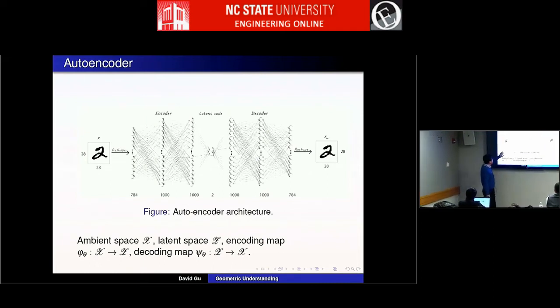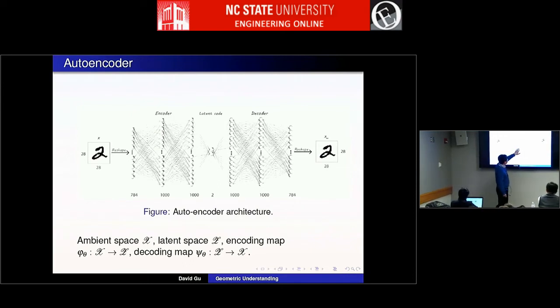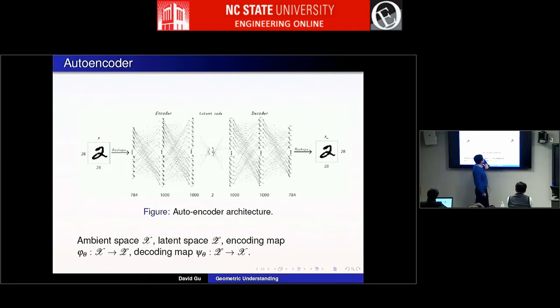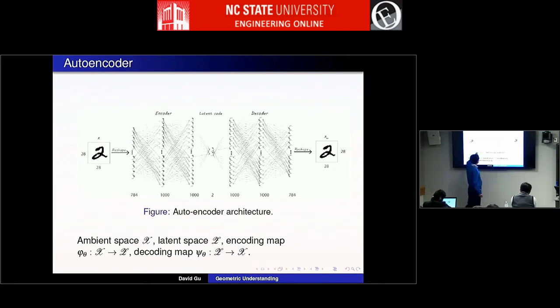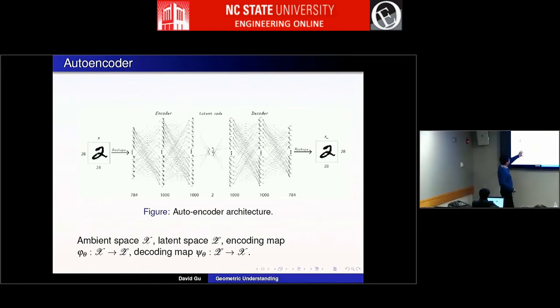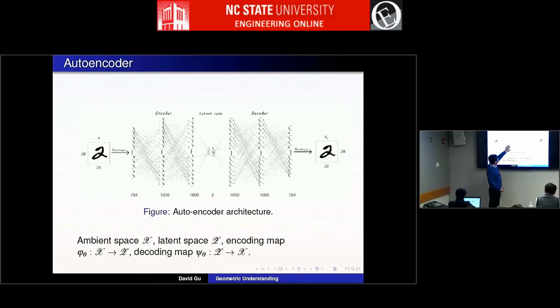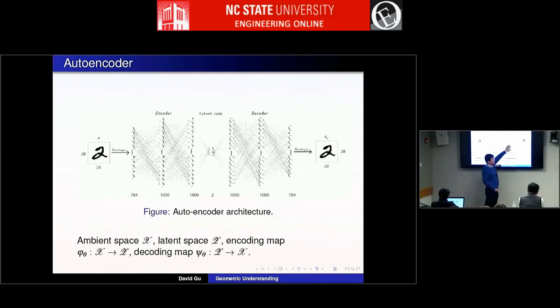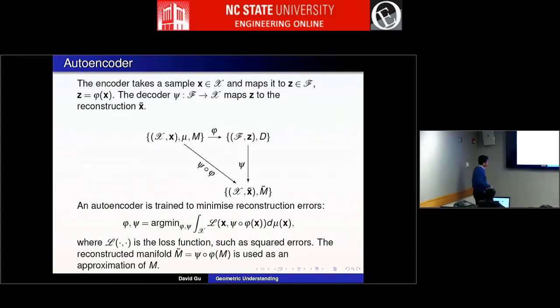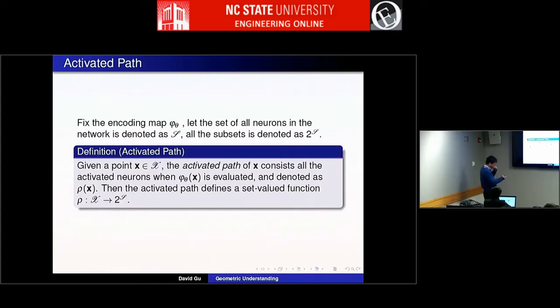Then we project from image space to the latent space, and then from latent space back to the image space. Then we compare the reconstructed data point with the original data point. So the first half of the network learns the encoding map, and the latter part learns the decoding map. That is the common understanding.